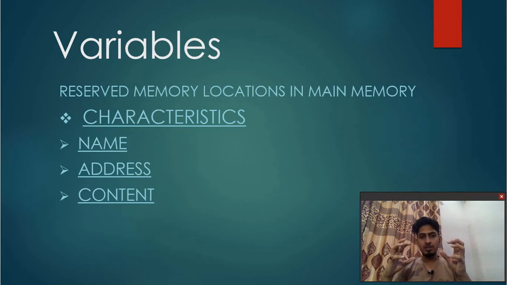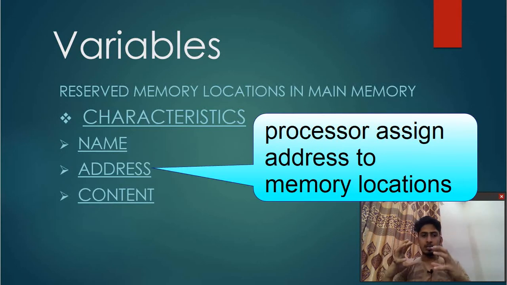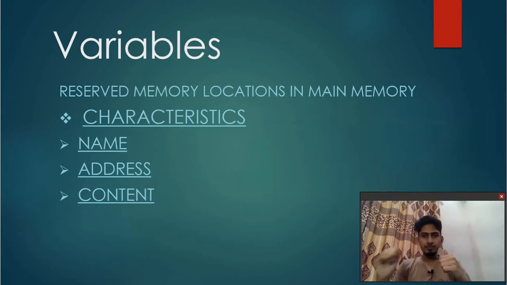What are the characteristics of variables? There are three characteristics of variables: name, address, and content. First of all, we give a name to a variable, then we give an address to the variable. After this, whatever we assign to a variable is called its content. Before getting into variables, we first have to understand what main memory is.